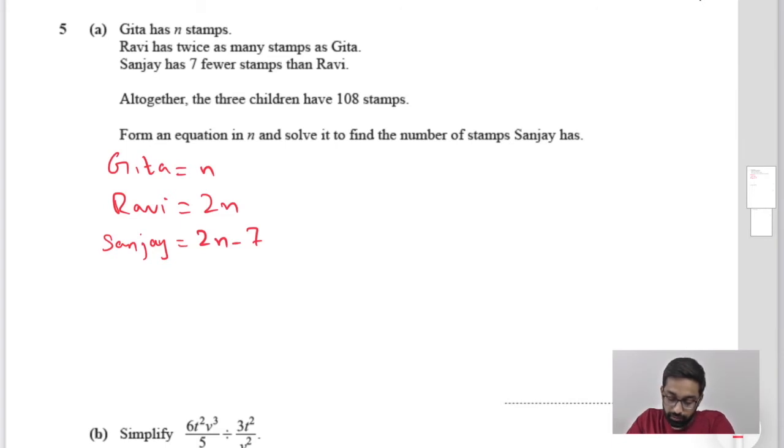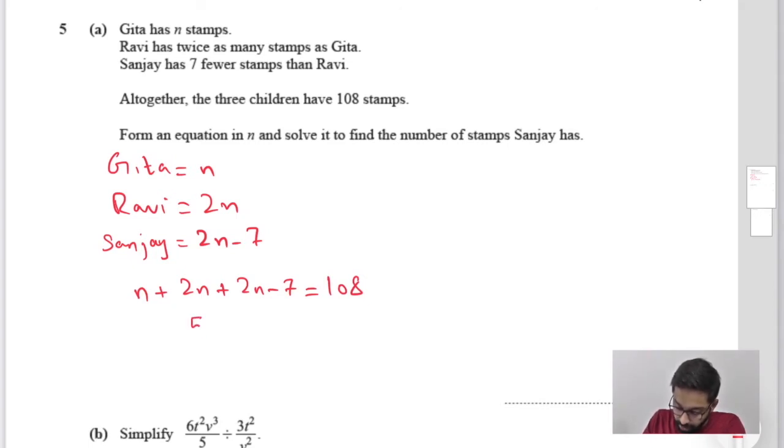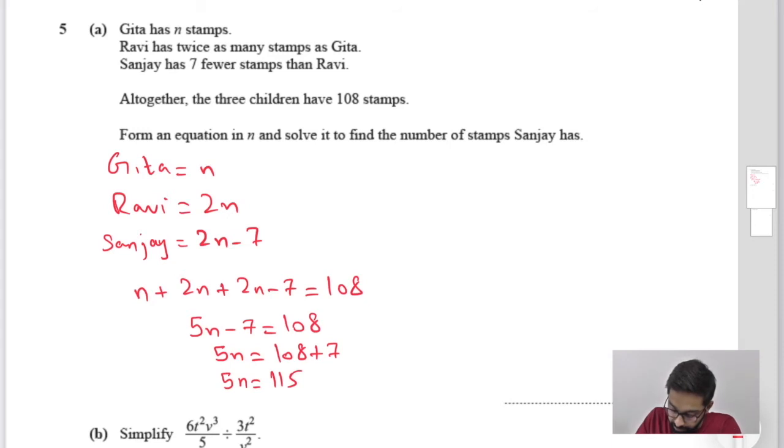Altogether, the 3 children have 108 stamps. That means if you add all of these variables up, the total number of stamps that you would get is going to be 108. So let's do that. So n for Geeta plus 2n for Ravi plus 2n minus 7 for Sanjay should be equal to 108. Now we need to simplify this expression. So we bring all the n's together and make it 5n. Minus 7 is equal to 108, and of course negative 7 goes to the other side, gets added to 108, you get 108 plus 7, and 5n is equal to 115.